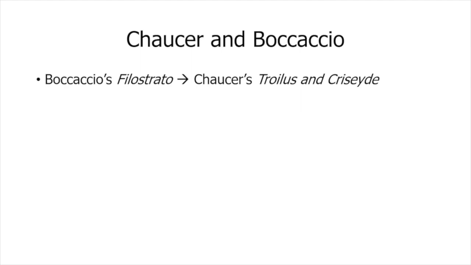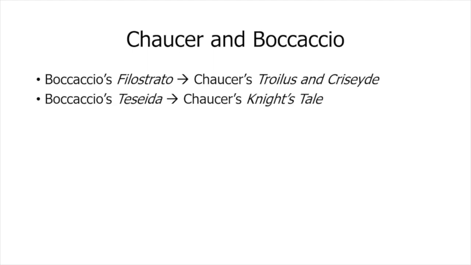it's a love story about two lovers, and it uses the conventions of medieval courtly love literature, but it inserts those conventions into the Homeric story of the Trojan War. And Chaucer took Boccaccio's Filostrato and created a very different text, Troilus and Criseyde, one of his longest and most influential poems.